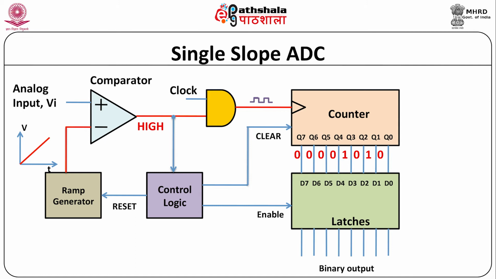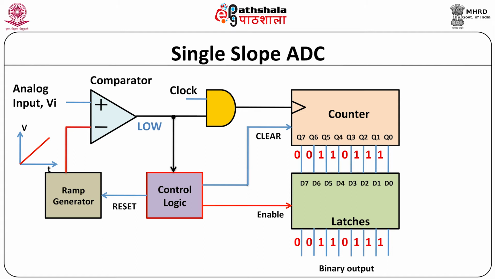As soon as the ramp waveform starts, the counter starts counting from 0 to 2 raised to n, where n is the number of bits to be implemented. At a certain stage, when the ramp voltage reaches the analog input value and crosses it, that is V in less than V ramp, this changes the state of the comparator to low state. This low state is also informed to the control logic. This low state also disables the AND gate, which stops the clock pulses from reaching the counter.